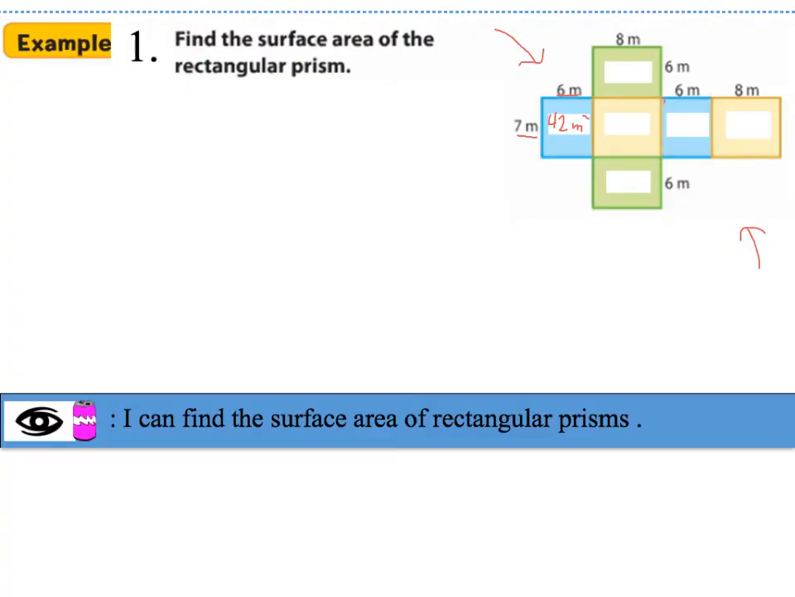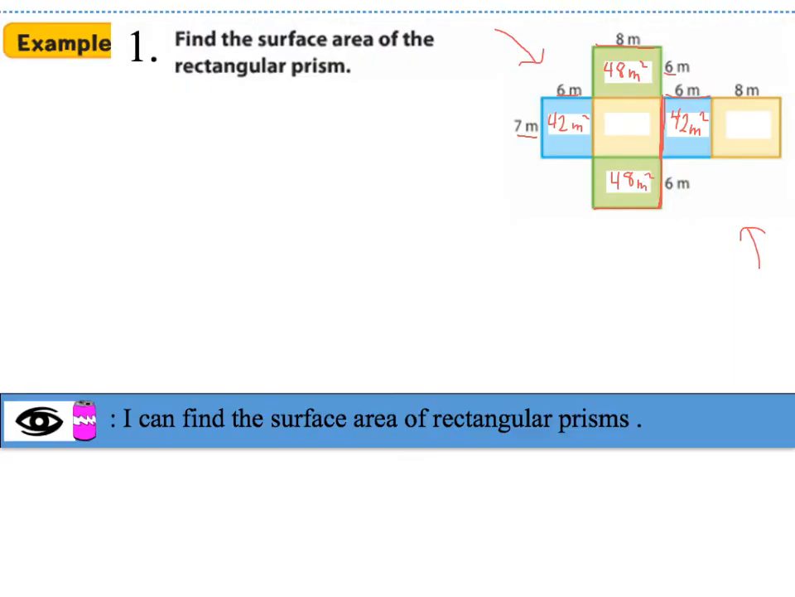Now let's take a look at the other blue. This would be 7 meters high, and this would be 6 meters long. So the same thing would be 7 times 6, which was 42 meters squared. Notice the area of the two blue regions are the same. Let's find the area of the green region now. Our length would be 8, and our width would be 6. So 8 times 6 would become 48 meters squared. Now let's figure out the other green. This width would be 6 meters, and the length would be 8 meters. So 6 times 8 would be 48 meters squared. Notice the two green regions are both the same.